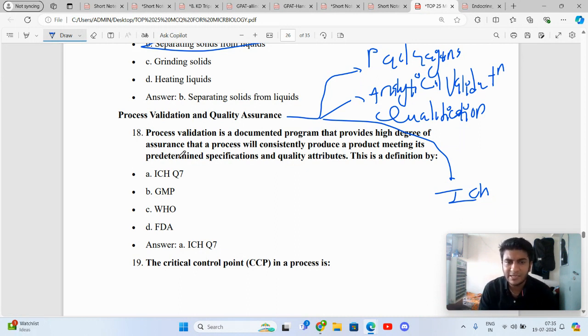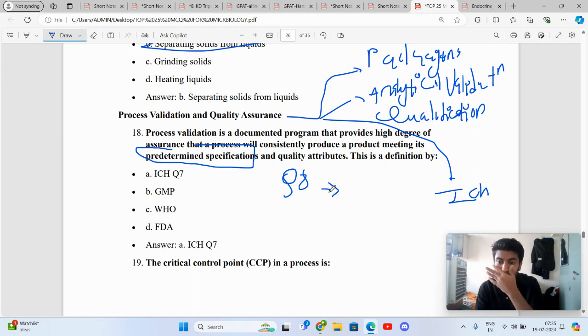So process validation is a documented program that provides a high degree of assurance that a process will consistently produce a product meeting predetermined specifications. Predetermined specifications. So here the right answer has to be Q7. That is the quality management system, or Q8 is quality management system. Yes, Q8 is quality management system.